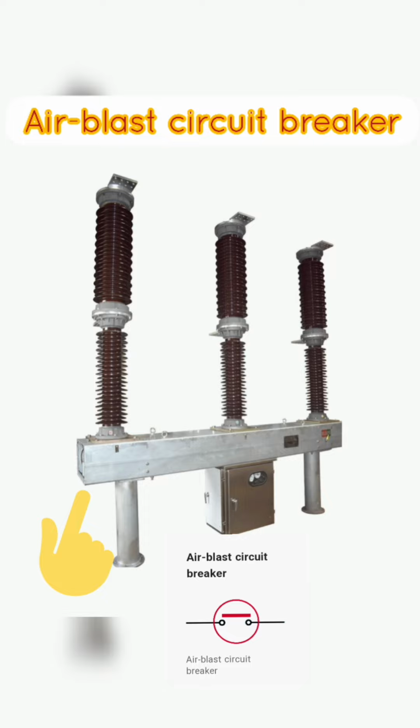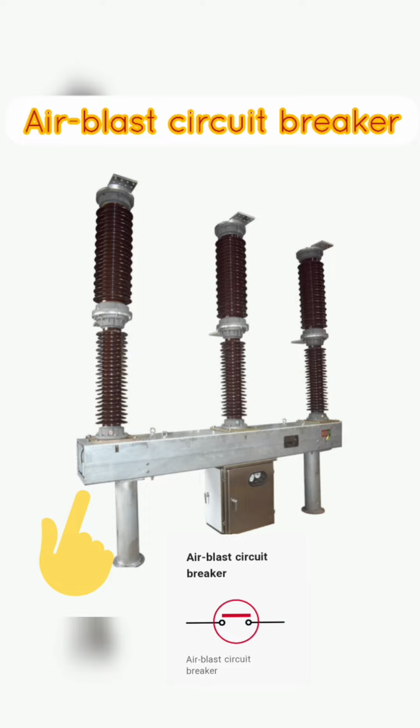In summary, air blast circuit breakers are a type of switchgear that uses a high-pressure blast of compressed air to interrupt the flow of electrical current in a circuit. They are commonly used in high-voltage substations and are known for their fast operating times, high reliability, and ability to interrupt high current levels. Next we learn about air blast circuit breaker symbol.